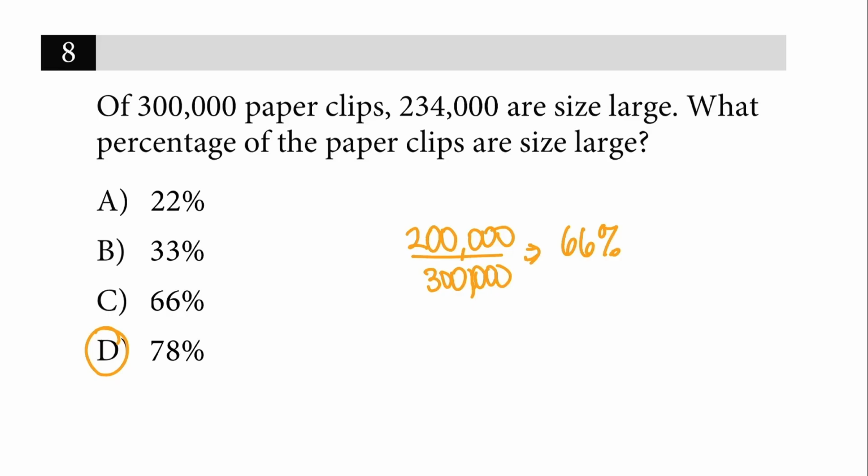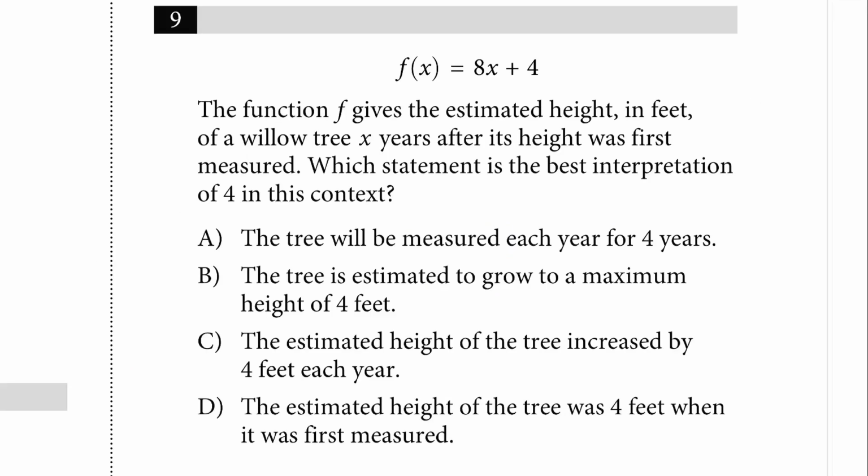234 divided by 300,000. The function f gives the estimated height in feet of a willow tree x years after its height was first measured. Which statement is the best interpretation of 4 in this context? So let's just take a look before we take a look at the answers. Let's read the question again.